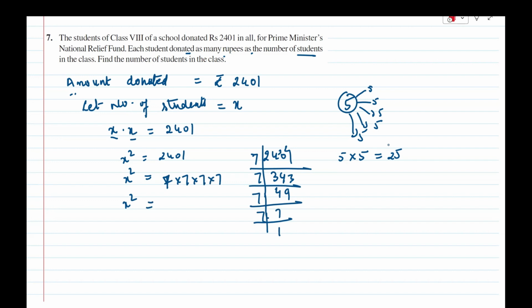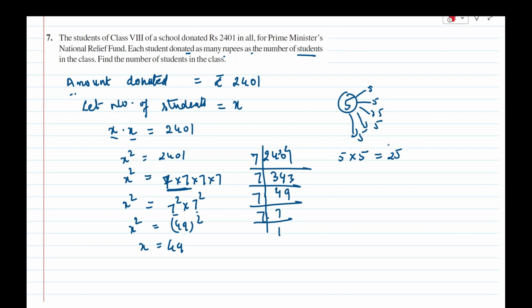So as we need to take pairs, so 7 square and 7 square. Square means I am writing this number 2 times. So what will be the X number? 7 7s are 49 and its whole square. So X is 49. Means there are 49 students in the class.